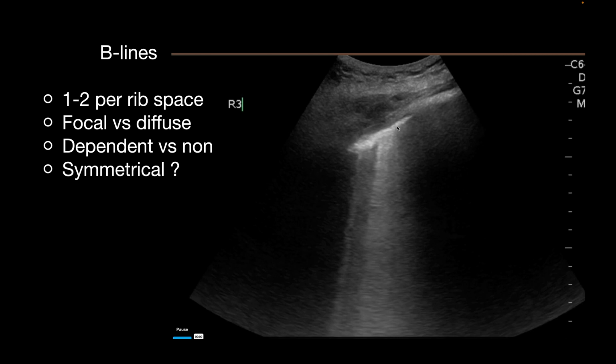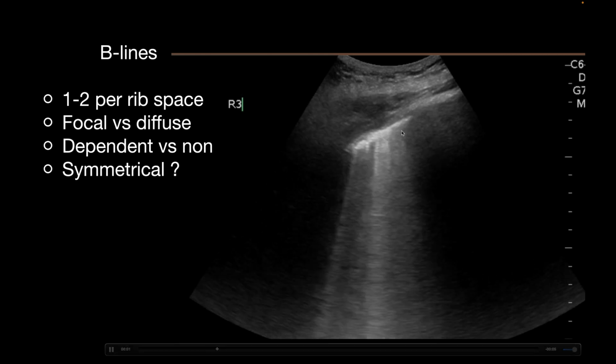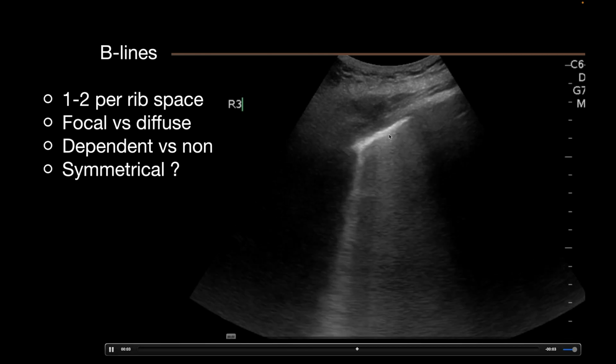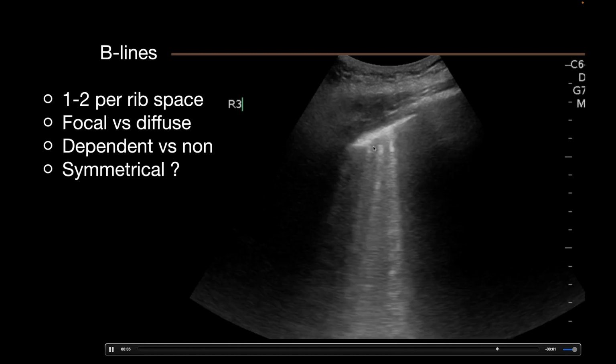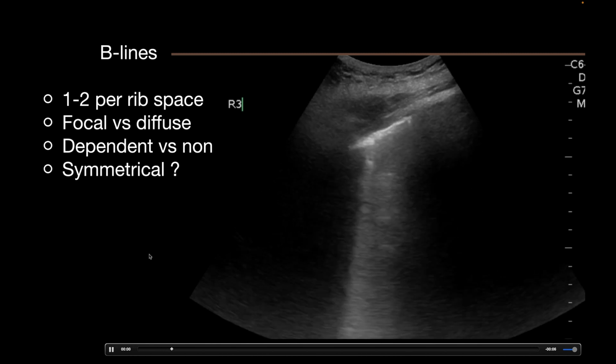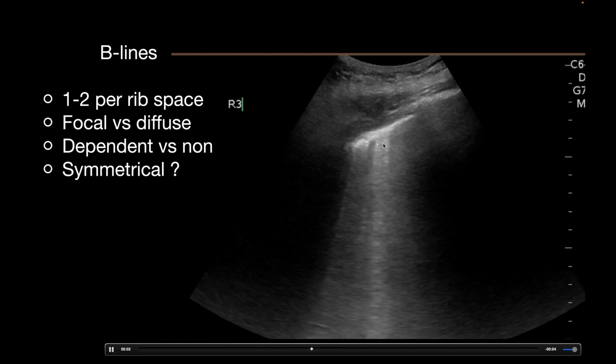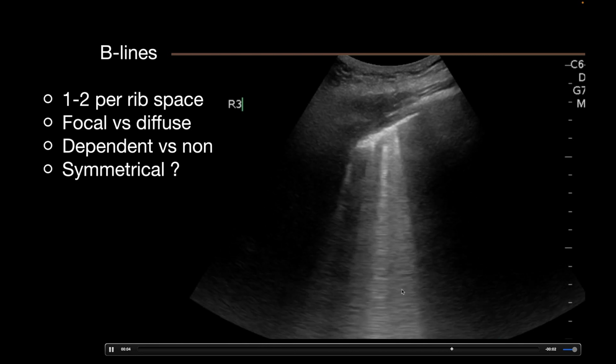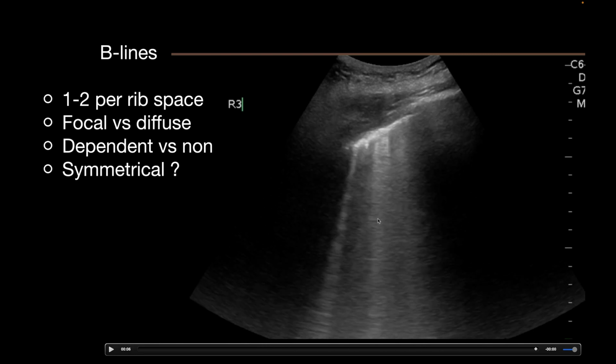Okay, these are B-lines. Let's just play this. As you can see, here's the pleural surface. We've turned the probe a little bit oblique here, so we're getting more of the pleural surface and less rib shadows. And each time we play this, you'll see these B-lines, very long reverberation artifacts that go all the way off the screen. They obliterate the A-lines, and this would be abnormal.